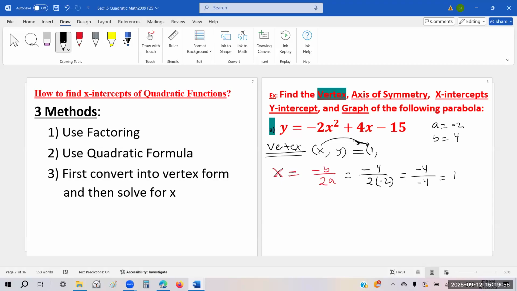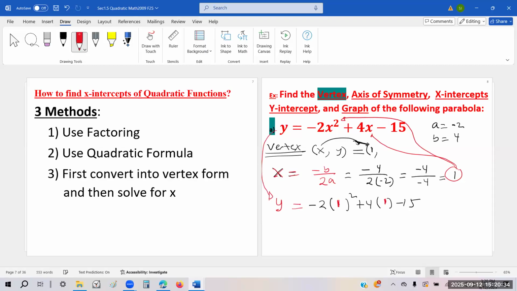But we are not done because we also need y. Do you remember what the mathematician says? We don't need a formula for y because we can substitute x and then get the y value directly. They gave us negative 2x squared plus 4x minus 15 as y, and we know our x is 1. So we just substitute 1 into the formula and we get our y value. We have to do some math, but at least you don't have to memorize another formula.